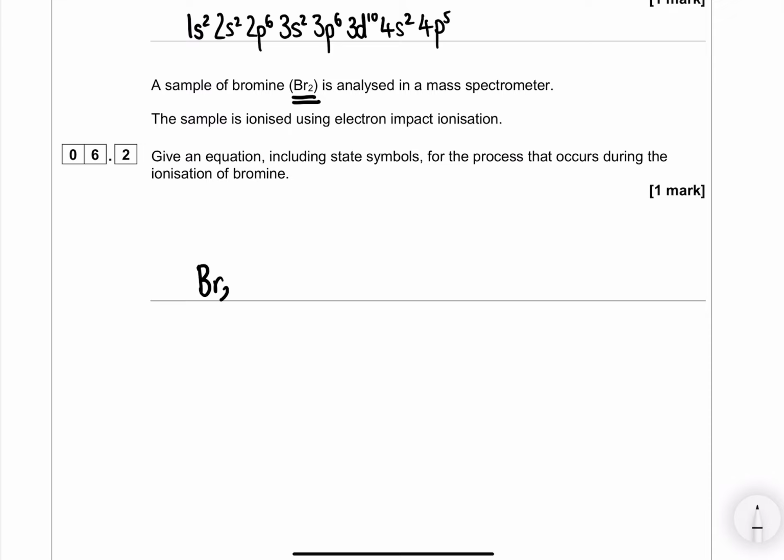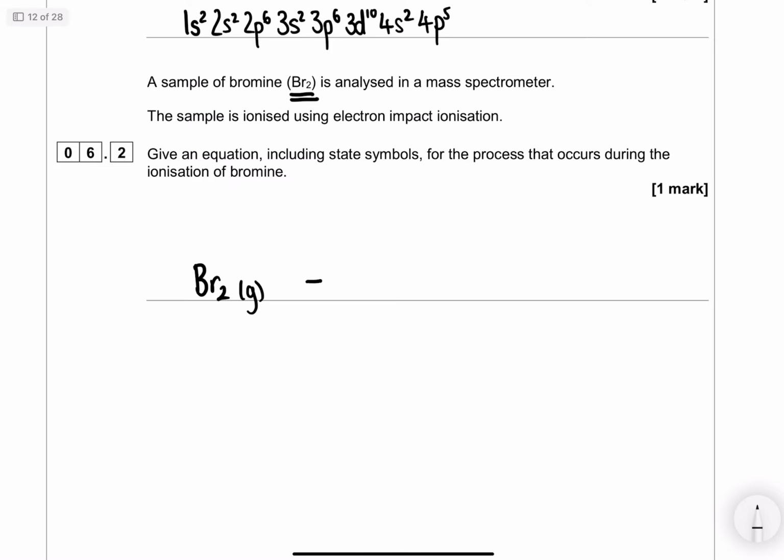So we're taking our bromine sample as a gas, we're firing high energy electrons at it, and they're going to knock off an electron. So it becomes a Br2 with a 1+ charge gas and an electron. High energy electrons knock off an electron.